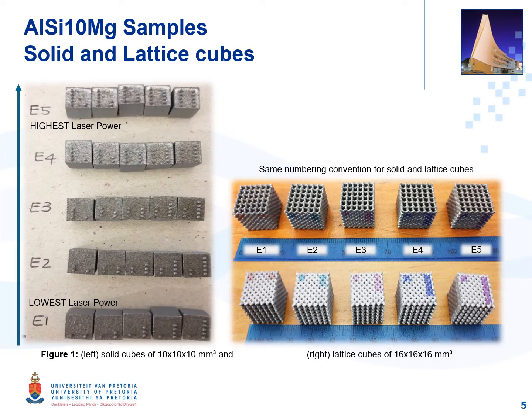Here are the solid and lattice samples, with the varied process parameter being laser power. E1 refers to the lowest laser power and E5 is the highest laser power. For the solid cubes, the pins on the left of the samples refer to the laser power used to produce the samples. The pins on the right indicate the number of the sample in its respective laser power set. The lattice cubes in the right image were marked on the side using the same numbering convention as the identifier pins for the solid cubes.